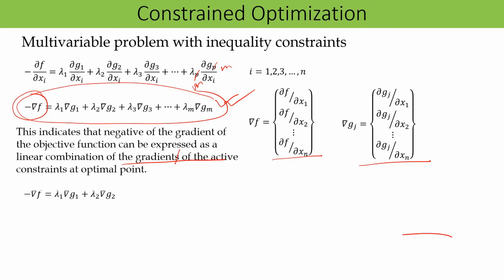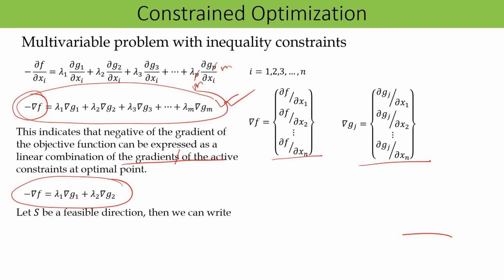Okay, so I can write it that minus del f is equal to lambda 1 del g1. Suppose I take only two constraints, just to explain the concept. I am considering two constraints, and these two constraints are active constraints. So minus del f equals lambda 1 del g1 plus lambda 2 del g2. So these are two active constraints. And now if I take a feasible direction, I will explain with a diagram in the next slide.